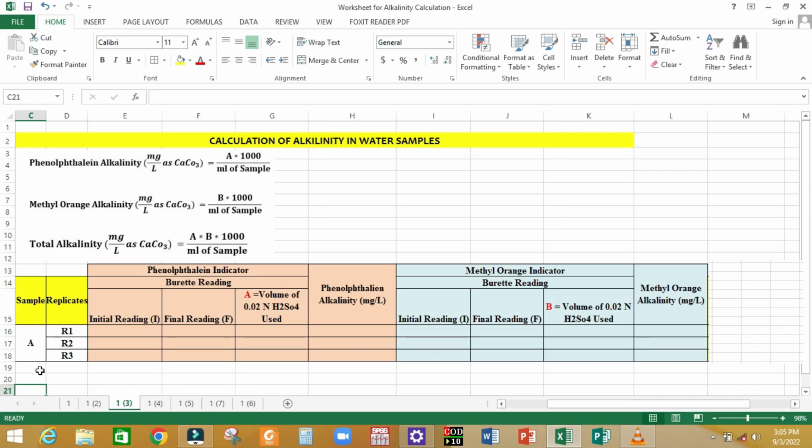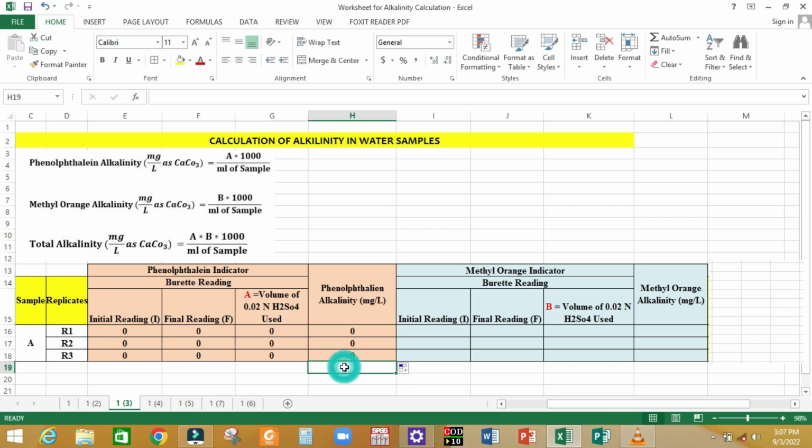We already know that we have only one sample, that's sample A, and for that sample we take 3 replicates, R1, R2 and R3. During the analysis, we have seen that the first step is addition of phenolphthalein indicator into the water samples. After addition of the phenolphthalein indicator, we've seen that there is no color change in the water samples, which means that the phenolphthalein alkalinity of the samples is 0. So basically this will be just 0.